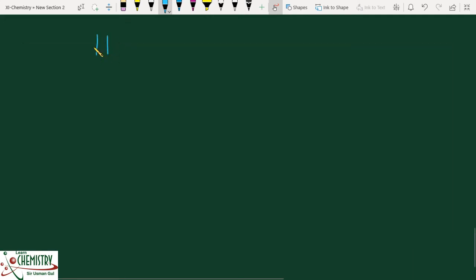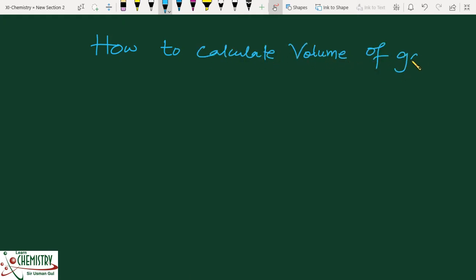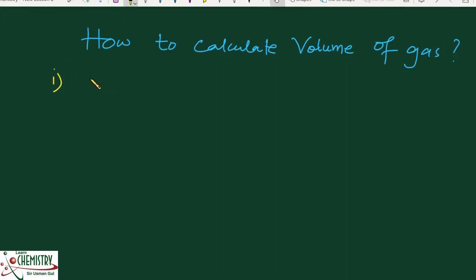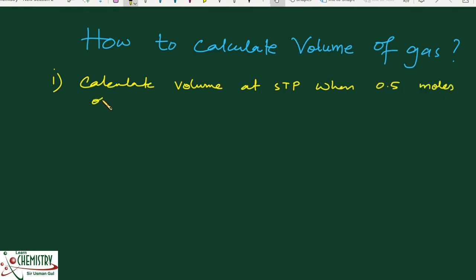Okay, now I will explain how to calculate the volume of a gas. Okay, now let's suppose we have a question here. Calculate volume at STP when 0.5 moles of oxygen gas is produced during a process.